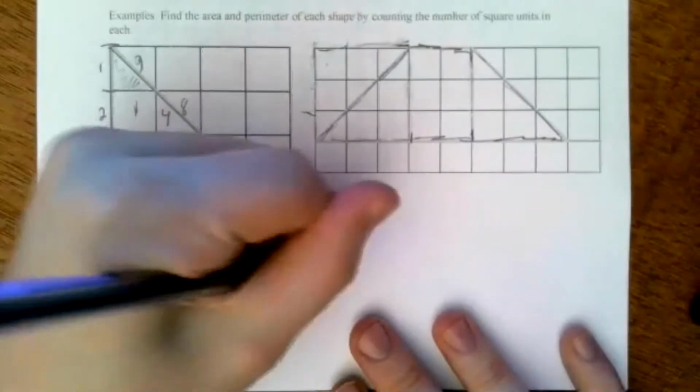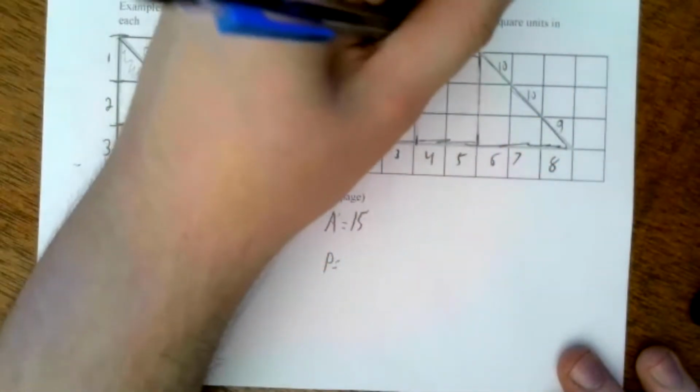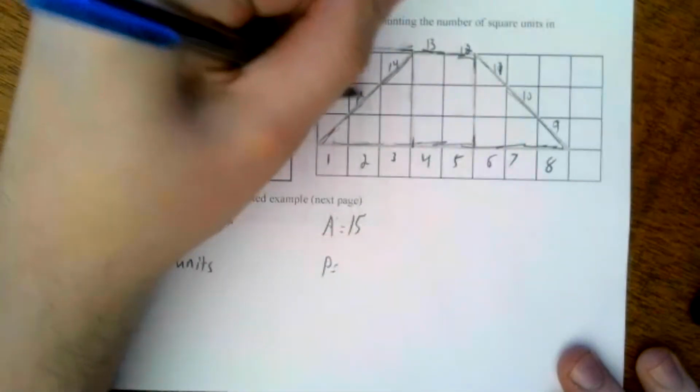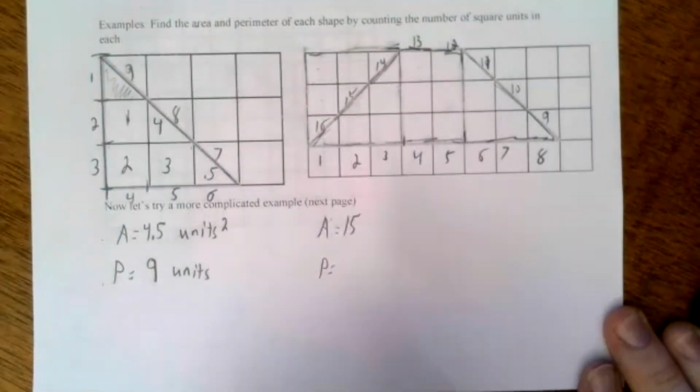Okay, so I'm going to erase a little bit just to make it easier to see again, because now we have to count the perimeter, right? So I'm going to count the perimeter of this. So I'm going to start at the bottom corner. So I get 1, 2, 3, 4, 5, 6, 7, 8. And then this diagonal is 9, 10, 11, 12, 13, 14, 15, 16. So it looks like my perimeter is 16, right? So I have 16 lengths to create this.